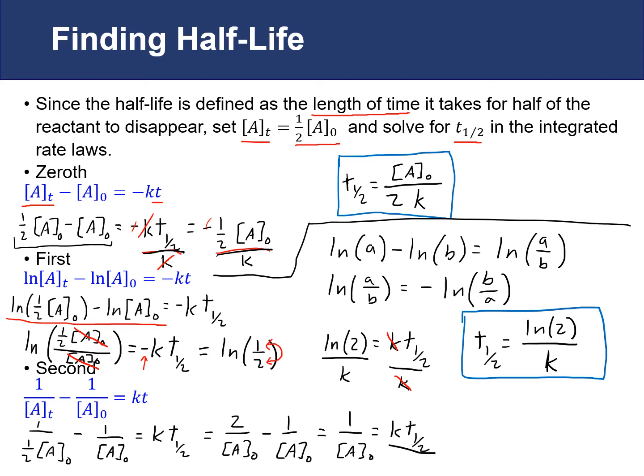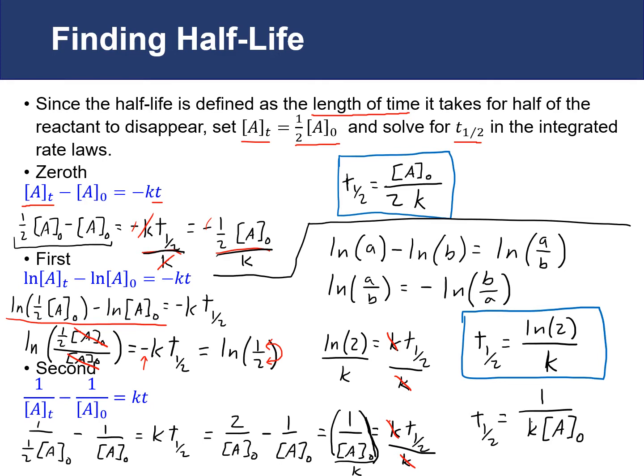We can divide both sides by k. Okay, and we get an expression where our k's cancel out, and we get an expression of our t 1/2 is equal to 1 over our k value times our initial concentration.